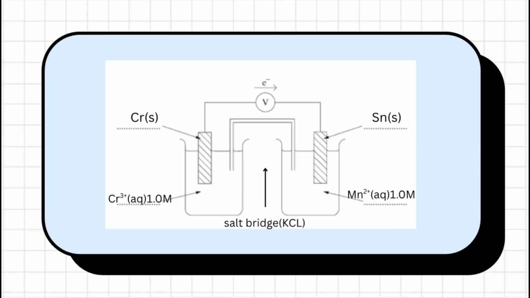Moving on to the visual representation of the cell, as shown in the diagram, the left electrode is the chromium anode immersed in a chromium ion solution. The right electrode is the tin cathode immersed in a tin ion solution. The electron flow is marked with an arrow pointing from left to right, from the chromium anode to the tin cathode through the external wire. The two halves are connected by a salt bridge containing KCl to maintain electrical neutrality.